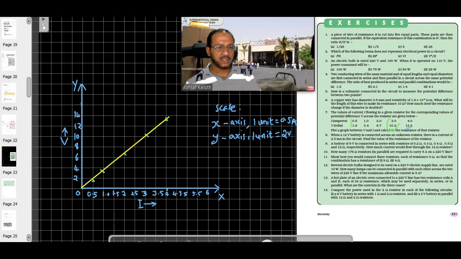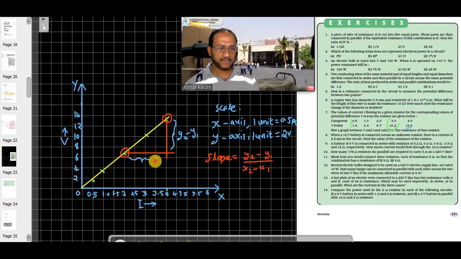Then the equation for slope is y2 minus y1 by x2 minus x1: the change in y coordinate divided by the change in x coordinate. This has the x1, y1 point, and this has the x2, y2 point. This much is y2 minus y1, and from here to here is x2 minus x1. This slope will be equal to the resistance of the wire.